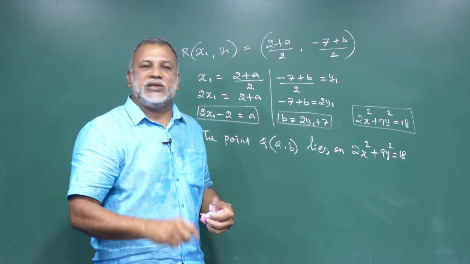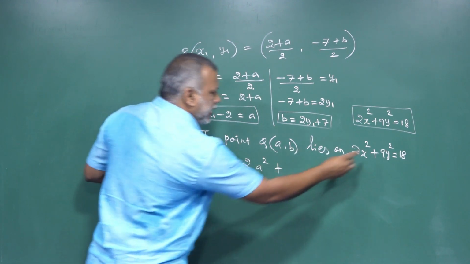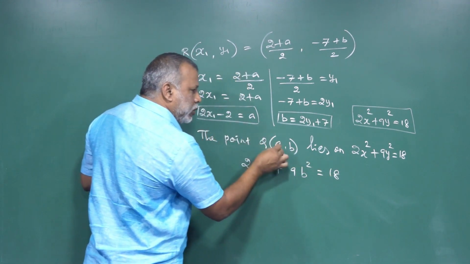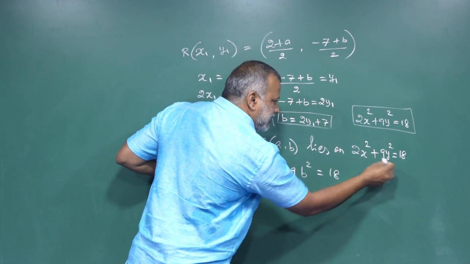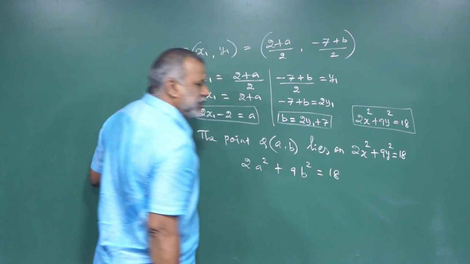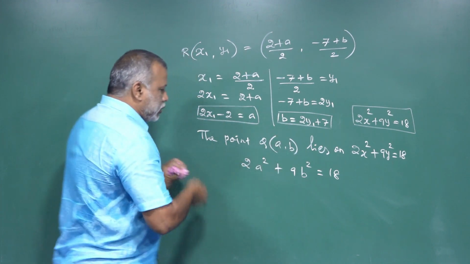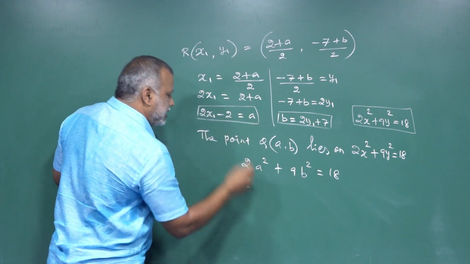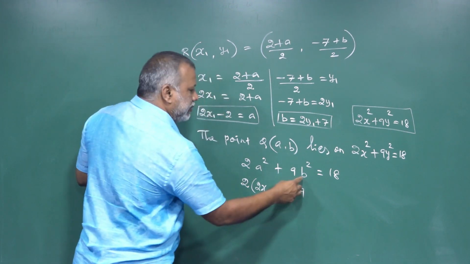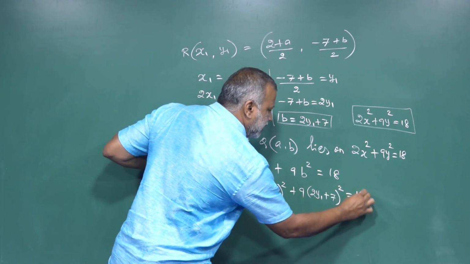If a point lies on the equation, we can substitute. That means x is replaced by a and y is replaced by b. Therefore the given equation becomes 2a squared plus 9b squared equal to 18. We already worked out the value of a and the value of b. Now we replace a by 2x1 minus 2, the whole squared, and b by 2y1 plus 7, the whole squared, so 2 times (2x1 minus 2) squared plus 9 times (2y1 plus 7) squared is equal to 18.